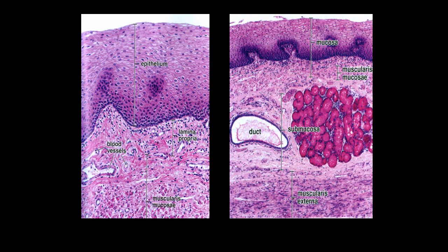A little bit higher power view. On the left side is a much higher power view of the mucosa, so you can see nicely the epithelium, the lamina propria, and a portion of the muscularis mucosae. The image on the right is a little bit lower power view, but it still shows the mucosa nicely with the defined muscularis mucosae. Look at the large submucosal gland in the lamina propria. Here's a duct for that gland, and then showing a portion of the muscularis externa.